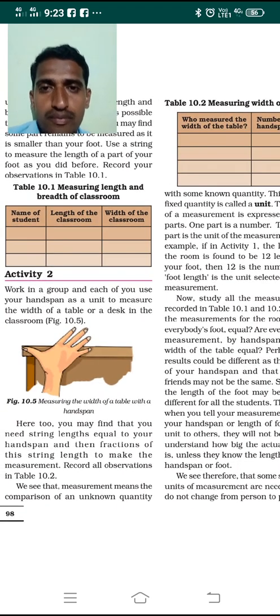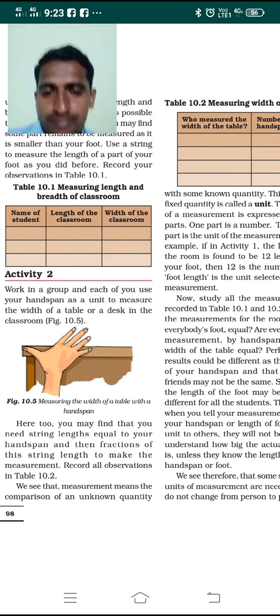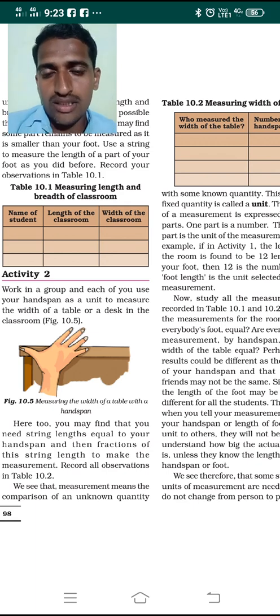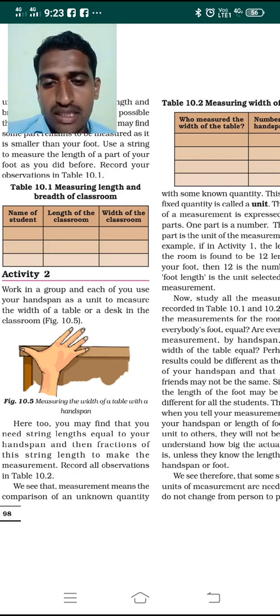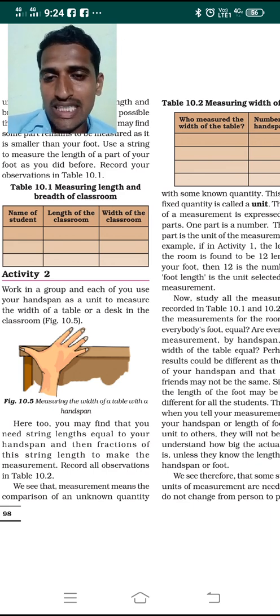Hand span means from your thumb to the last finger. Now here you need to find the exact length of the table or the desk. But what happens here, the length of your hand span may not give the exact length of your desk. Why? Because some part of the length can remain when you are measuring the length of the desk.